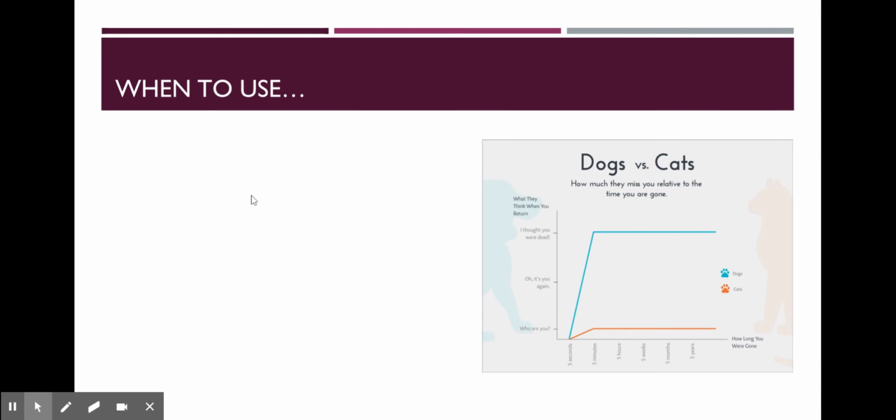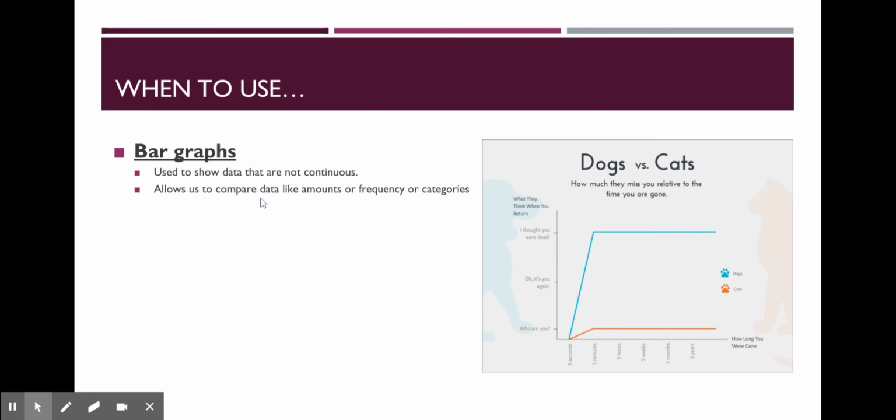So when do we use different graphs? We use bar graphs when we are comparing items. When we want to compare, let's say, how many people like or chose the hamburger over the hot dog at lunch. It makes generalizations about our data, and it helps us to see differences.